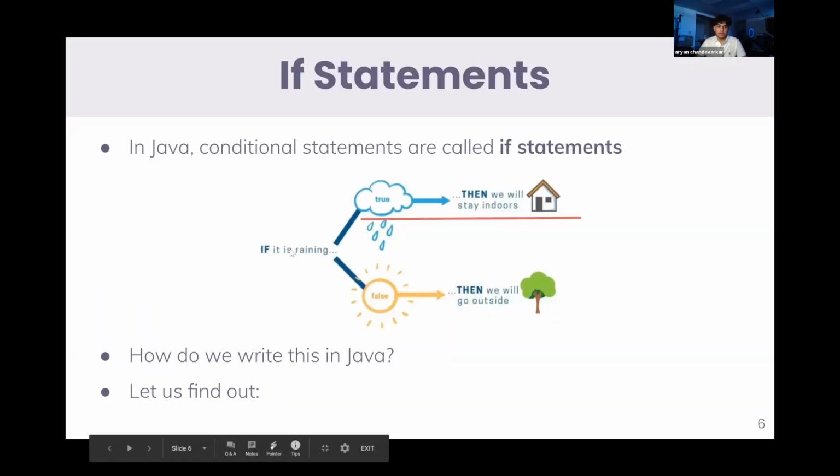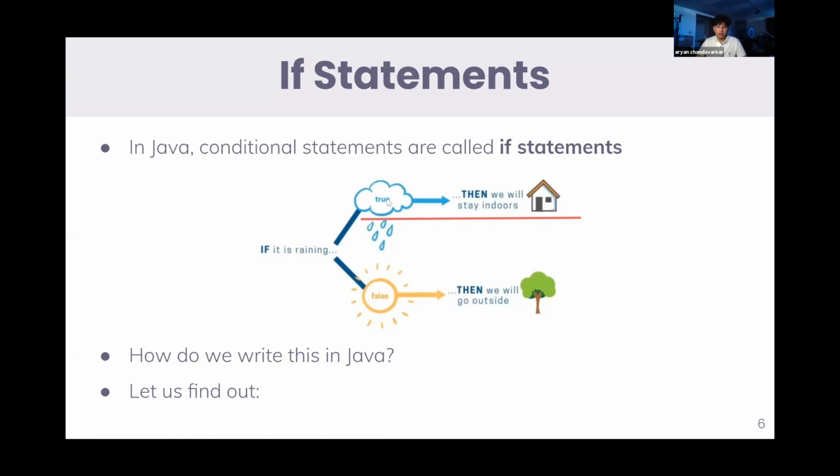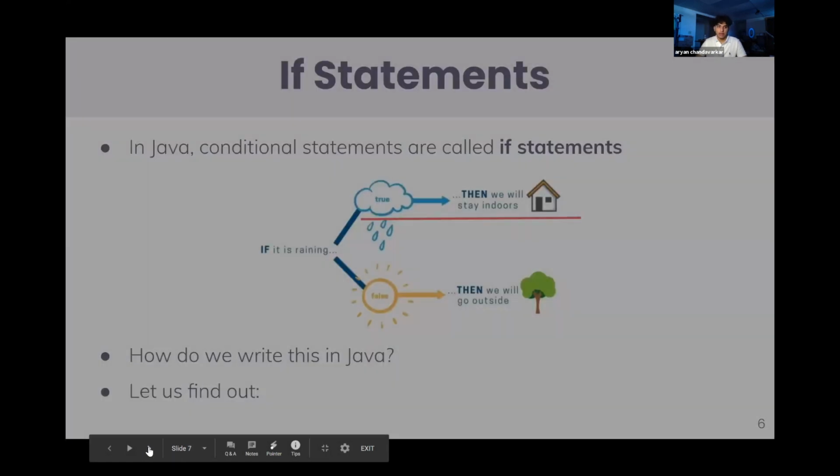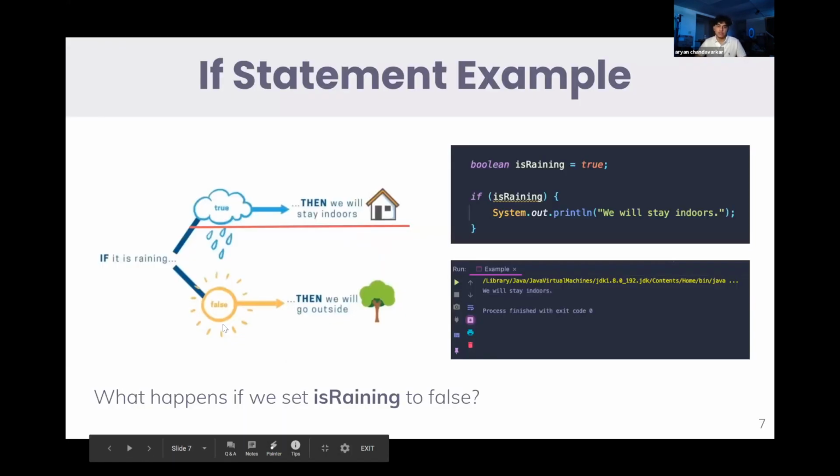So again, in this case, if it is raining, if it is true, so if it is raining outside, then we stay indoors. We do this in Java a lot. And how we do this is through an if statement.